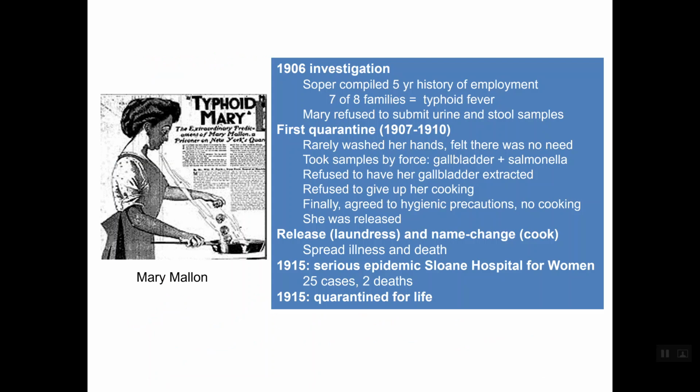So the guy came in and compiled a 5-year history of Mary's employment. And what he found was very interesting. He found that 7 of the 8 families that she worked for had developed typhoid fever. So he asked her, "Hey, can you give me some urine samples and some stool samples?" Typhoid fever, in case you don't know, is spread by salmonella. And it's spread by the fecal oral route, so it's excreted in the feces.